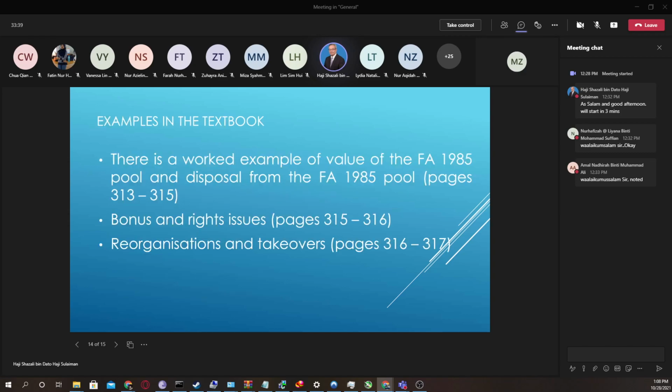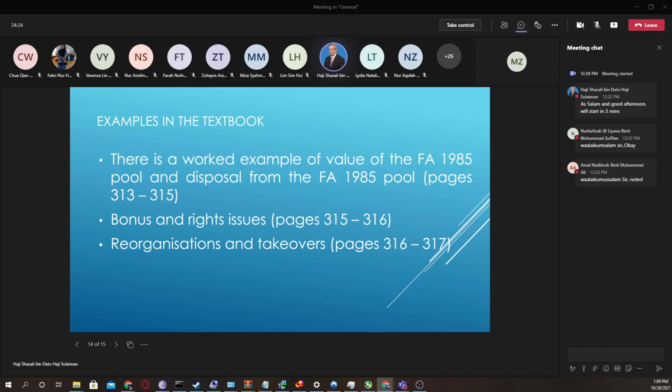So if we look at the textbook, there are a number of examples given. Okay, let's look at Oliver, because Oliver is an example that follows through all the way. The 3 examples are just a follow through of the facts. I think this is quite a good example to look at. It follows the above example. Okay, so this is the example of the FA 1985 pool.